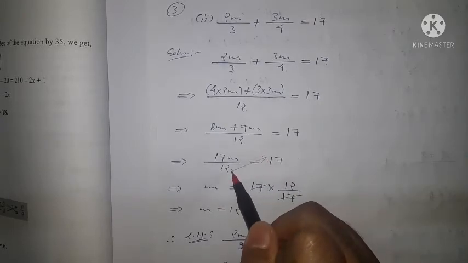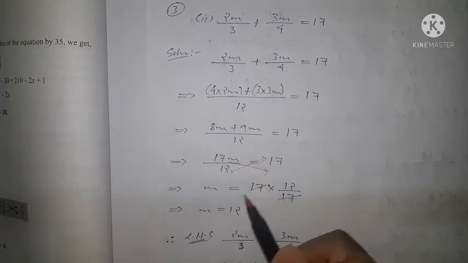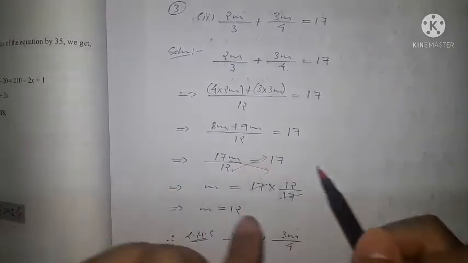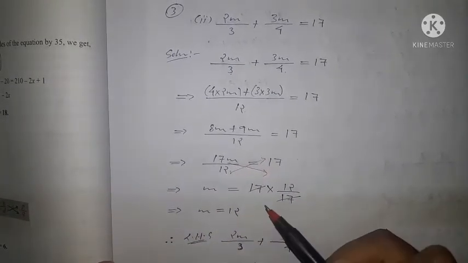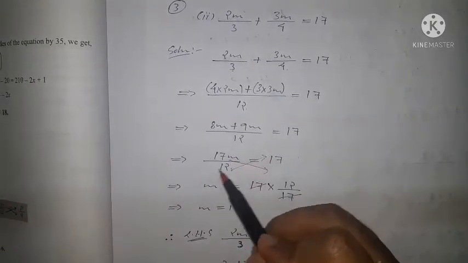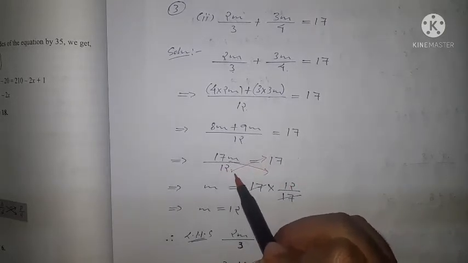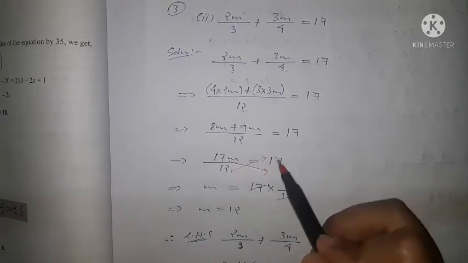Whatever is down here goes up, and whatever is written up here goes down. That means 17 is multiplied here in this case, so when it moves to the other side, it becomes divide. So that means it is like a cross multiplication. What is up, when it comes to the other side, comes down. What is down, when it goes to the other side, goes up.